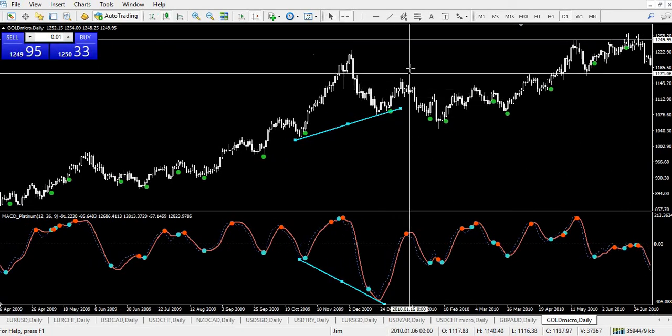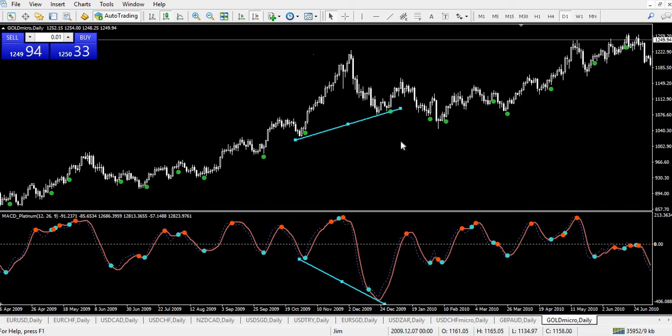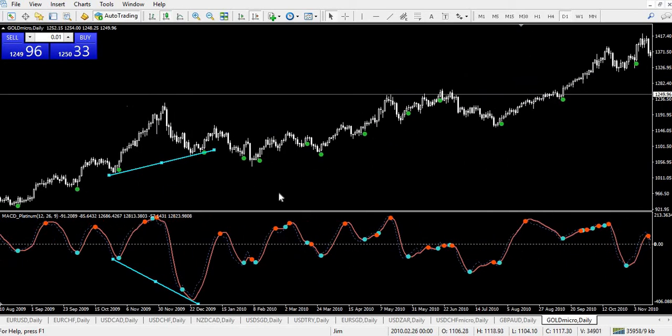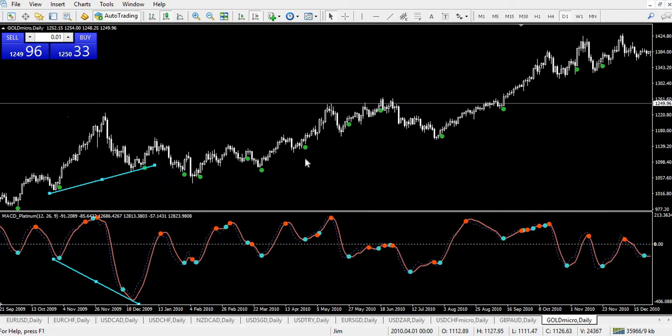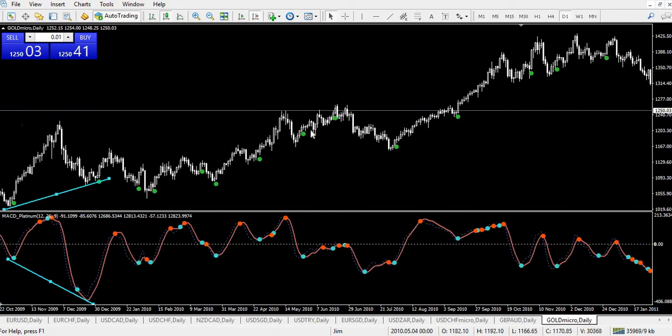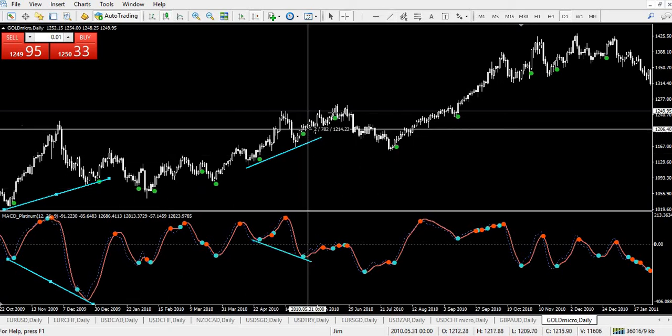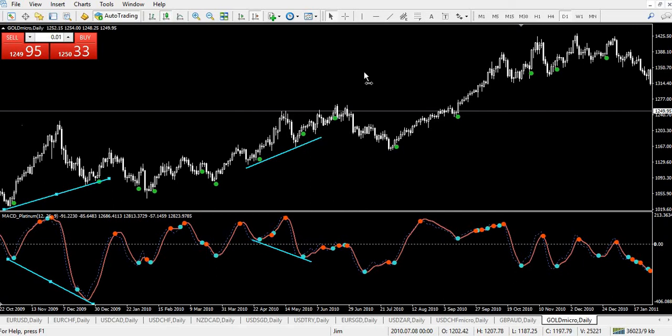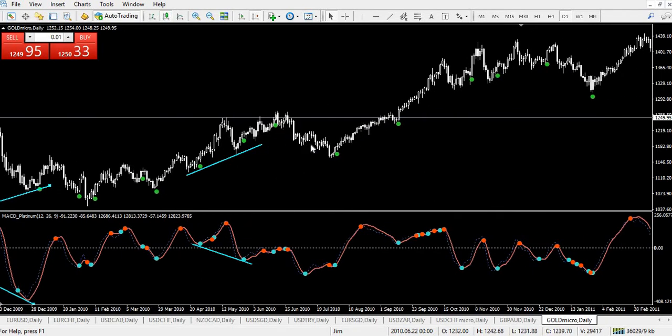And there's another buy, not a great one, but it's still a valid signal. Look at the high prices, lower MACD. High prices, lower MACD. There's one, another one there. Across there. And across there. There's your buy in there. Not a great one, but still 600 odd pips on the gold, which is not too shabby.